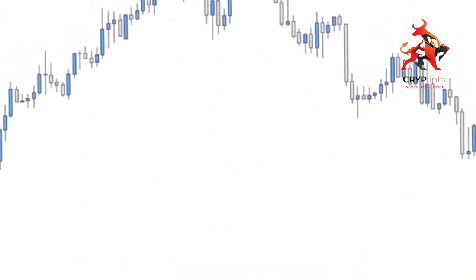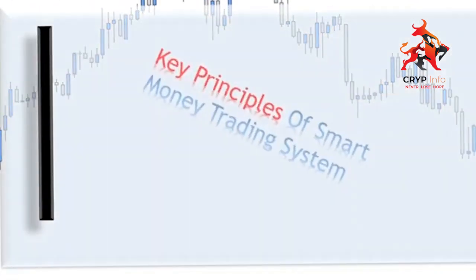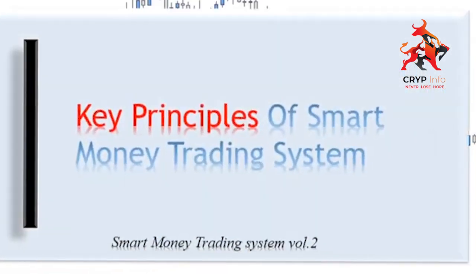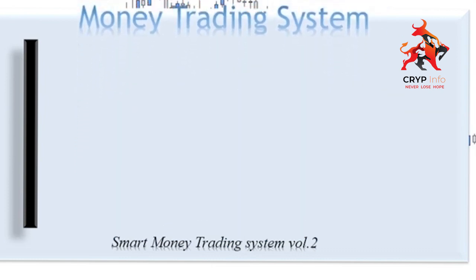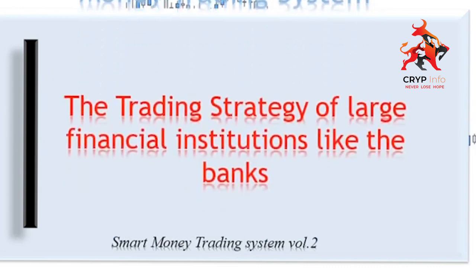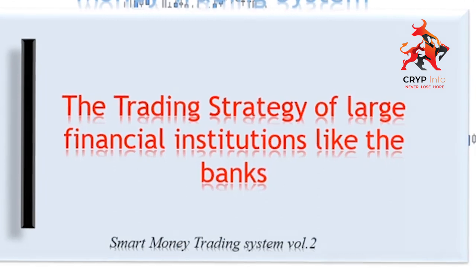As you know, guys, most of the traders always wanted to know exactly where the big banks and financial institutions enter into a trade in order to get big profits by joining them. In this episode, we will show you the key principles of the smart money trading system, which is known as the trading strategy of large financial institutions like the banks. Just remember that these important principles are all you need to know to trade with the banks and become a profitable trader.